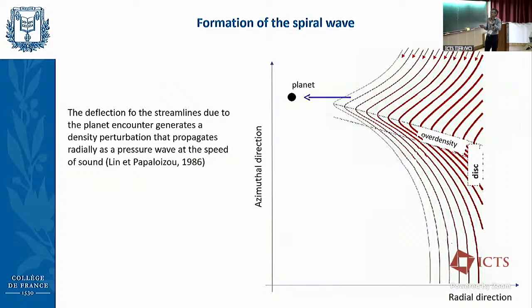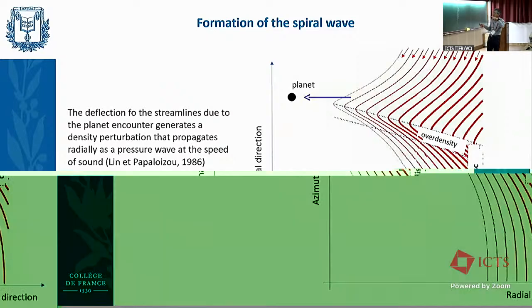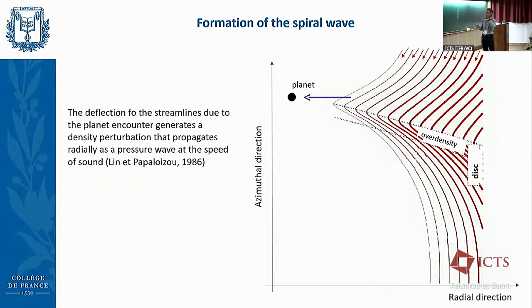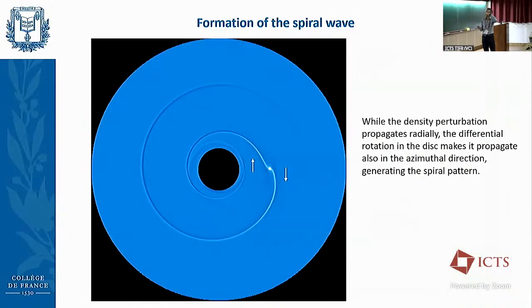But at the same time, the gas is also in rotation relative to the planet because it's in the outer disk. And this is what generates the wave. So it's a combination of the radial propagation and the radial speed of the overdensity created by the encounter with the planet with the Keplerian shear. And this is what gives the wave.